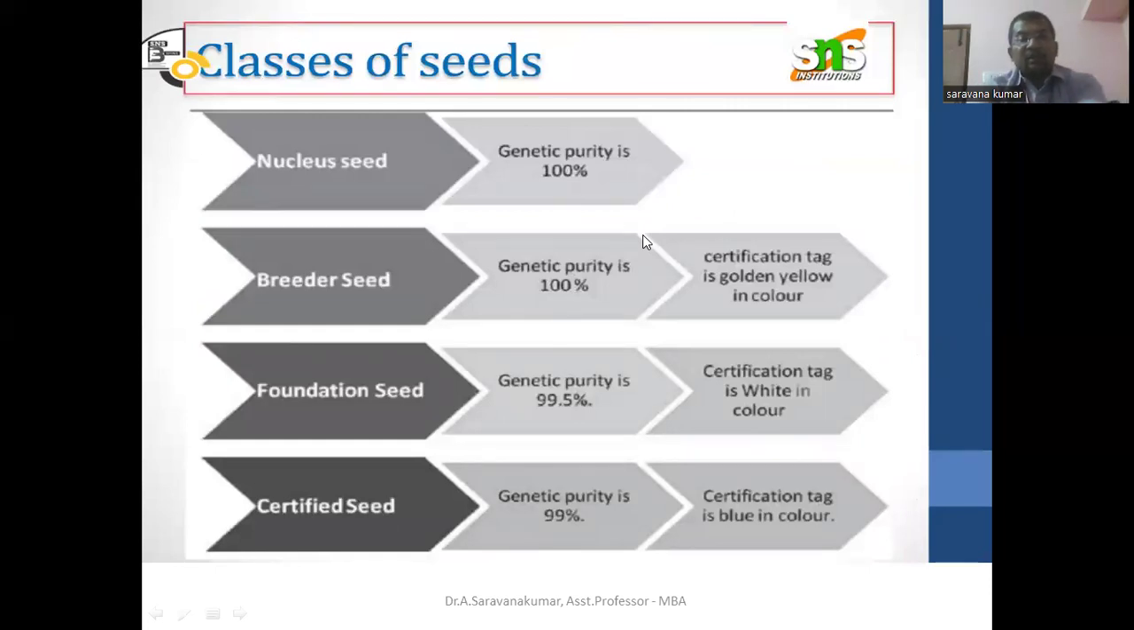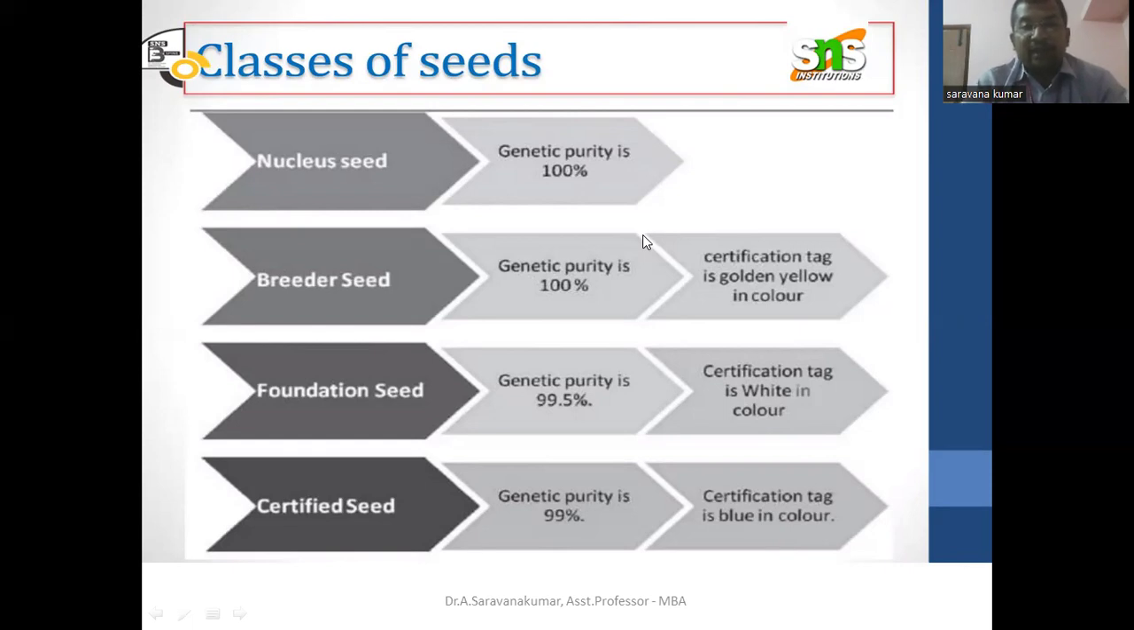Classes of seeds. We already discussed classes of seeds. They are nucleus seed, breeder seed, foundation seed, and certified seed. So we'll check the purity of the certification. For nucleus seed, the genetic purity is 100%, so you need 100% to qualify as nucleus seed.